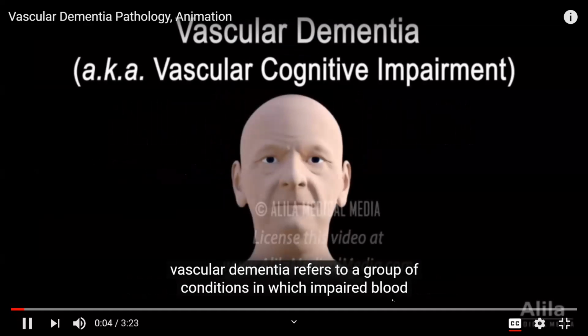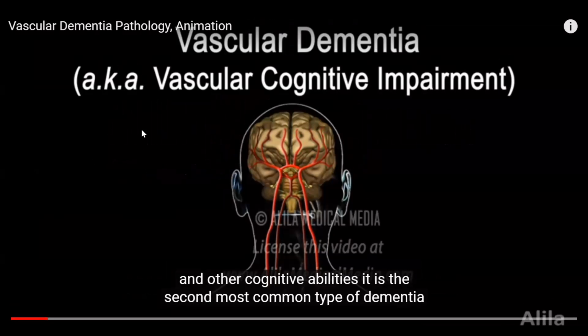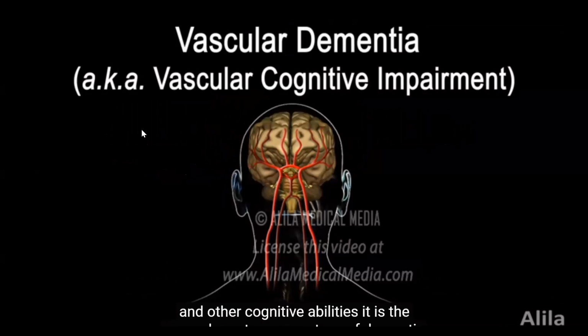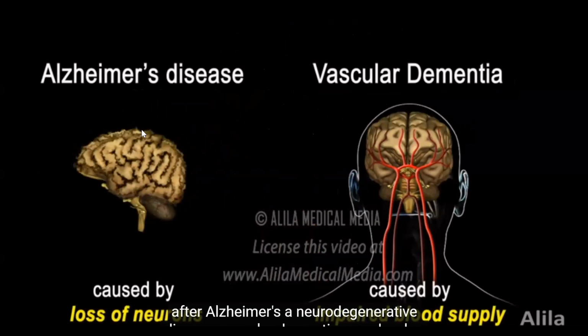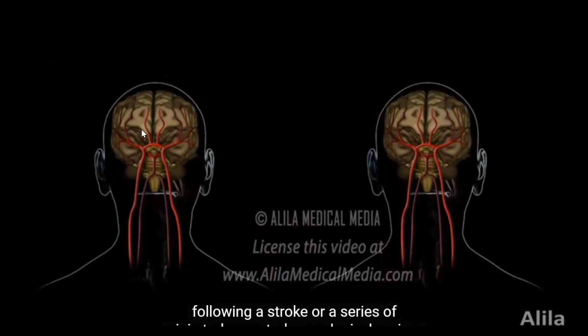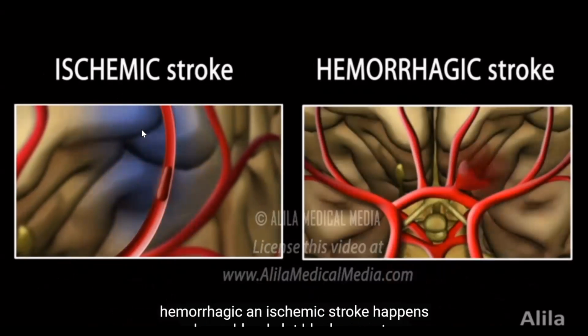Vascular dementia refers to a group of conditions in which impaired blood supply to the brain causes neuronal dysfunction, leading to loss of memory and other cognitive abilities. It is the second most common type of dementia after Alzheimer's, a neurodegenerative disease. Vascular dementia may develop following a stroke or a series of mini-strokes. A stroke can be ischemic or hemorrhagic.